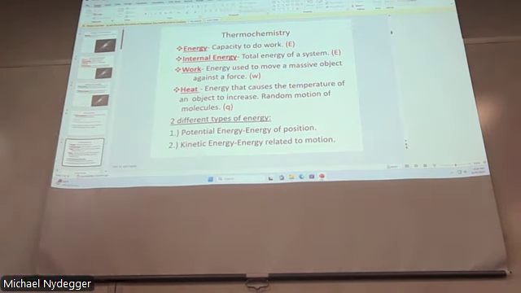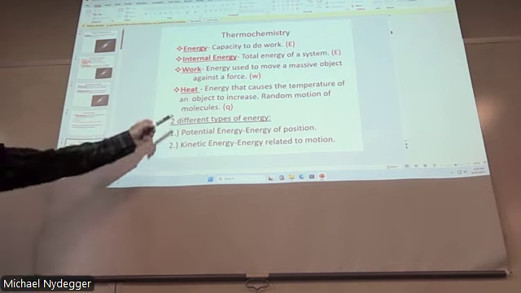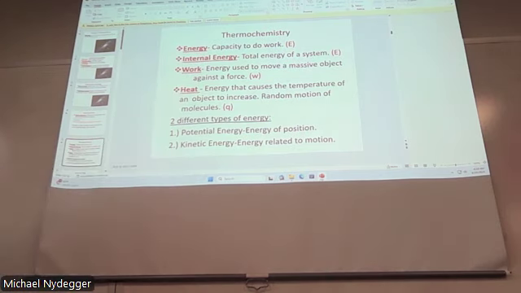And then heat is going to be the energy that causes the temperature of an object to increase, and this is really nothing more than the random motion of molecules. Now, heat and temperature are not the same thing. Temperature is going to be the average kinetic energy of the molecules that we're measuring. With thermodynamics, the difficult thing about this is all the definitions, they all have these particular meanings to them.